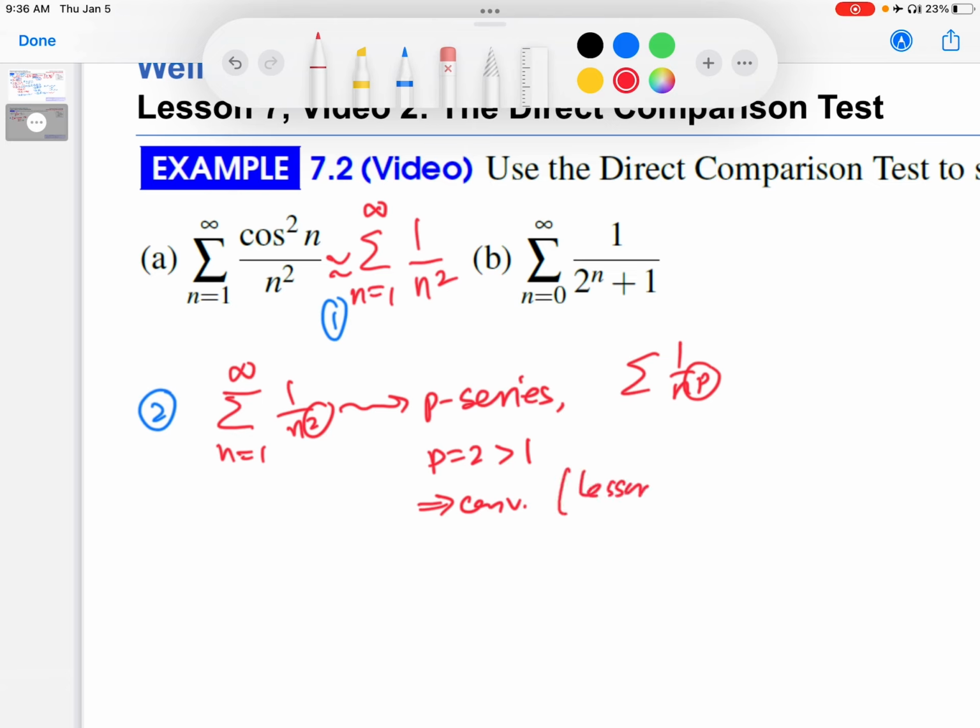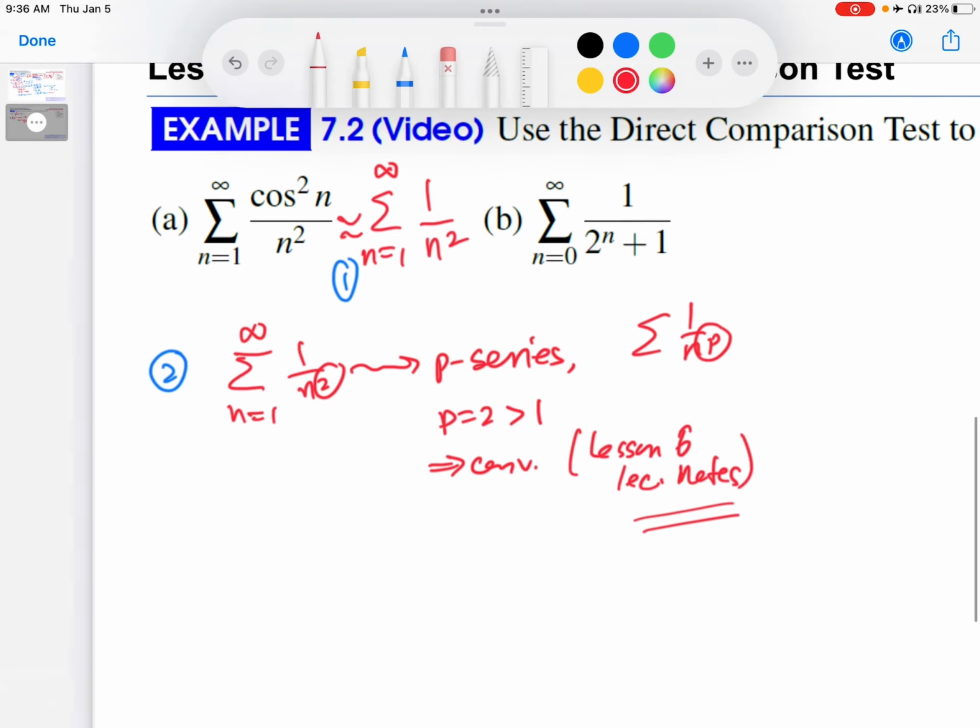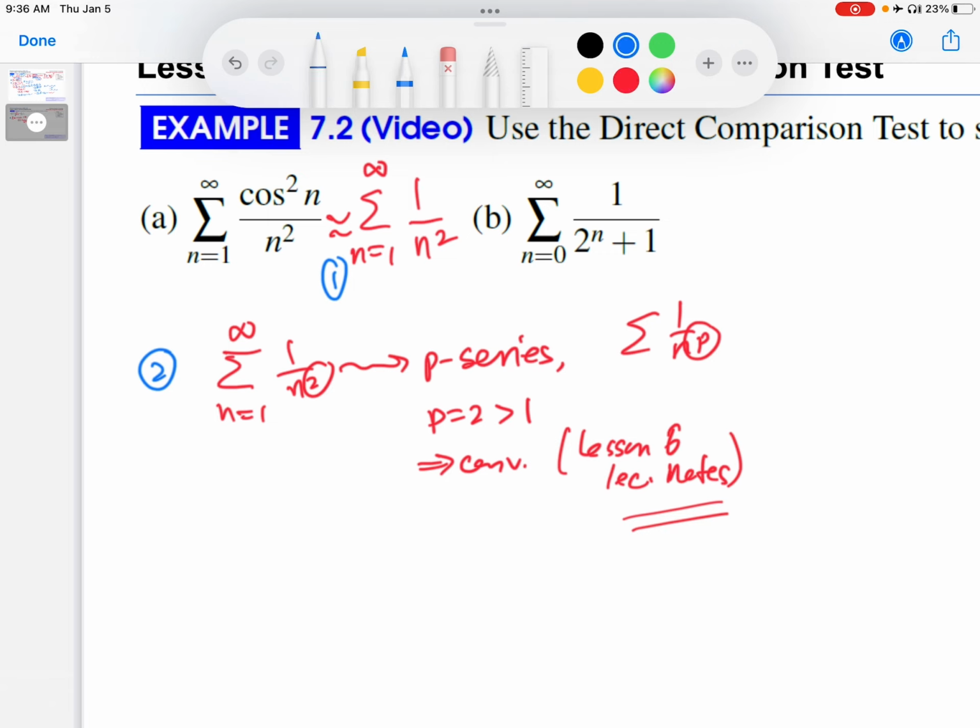So I'll send you over to the Lesson 6 lecture notes in this course to get a little refresher on p-series. So we now have information that we are going to use, right? We know that the series that we're going to compare the original series to, we know that it converges.